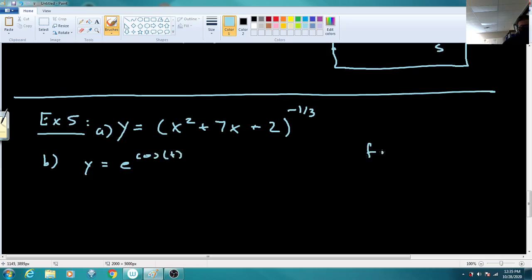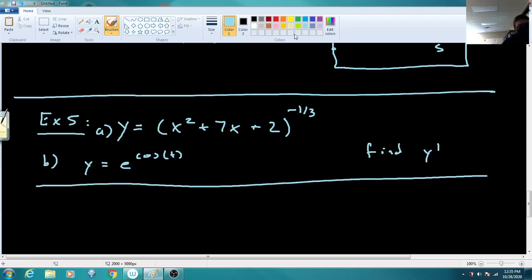In both these cases, we want to find y prime. So for part A, the chain rule is going to apply. We'll say y prime, the power is sort of the outer function. So the negative 1/3 power is going to come down as negative 1/3. Inner stuff is left alone. That goes to the negative 1/3, take away 3/3, goes to the negative 4/3 power.